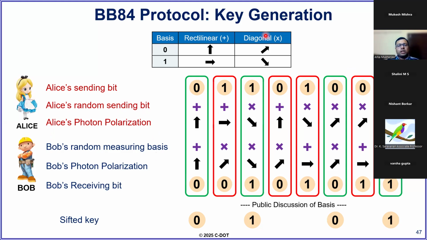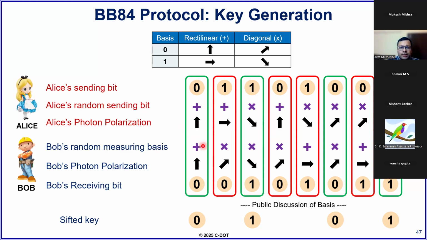Now using this truth table, if we have 0 in a rectilinear basis, we make a vertically polarized light, so that it is shown here. Again, if we have 1 in rectilinear basis, it is a horizontally polarized light, it is shown here. Like this, we get this polarization state, and we transfer this polarization state through the optical fiber to Bob.